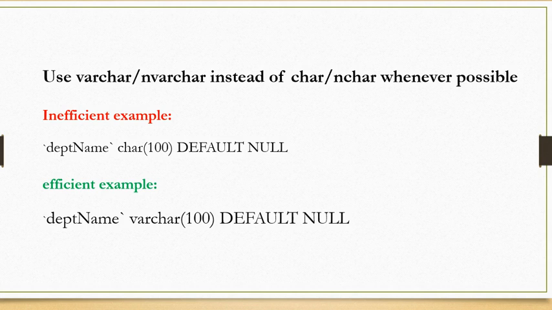use varchar or nvarchar instead of char or nchar whenever possible. You can see the example here. The first one is the inefficient example. I'm giving a department name. Department name is the column, the data type is char, I'm mentioning the size 100 and default null. So this is inefficient. Instead of char, the efficient example is varchar 100.